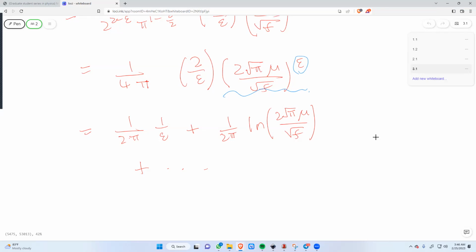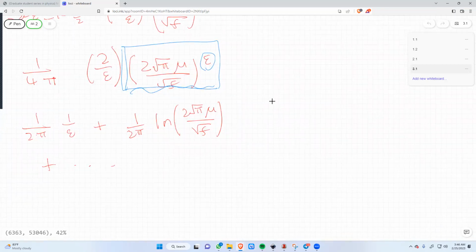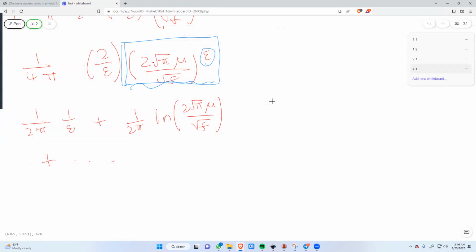I Taylor expanded this part. Wait, the Taylor expansion of x to the epsilon is... I'm a bit confused about this step. Taylor expand x to the epsilon. Why? Are you Taylor expanding about x equals 0? No, I'm Taylor expanding around epsilon equals 0. Around epsilon equals 0? Oh, okay.